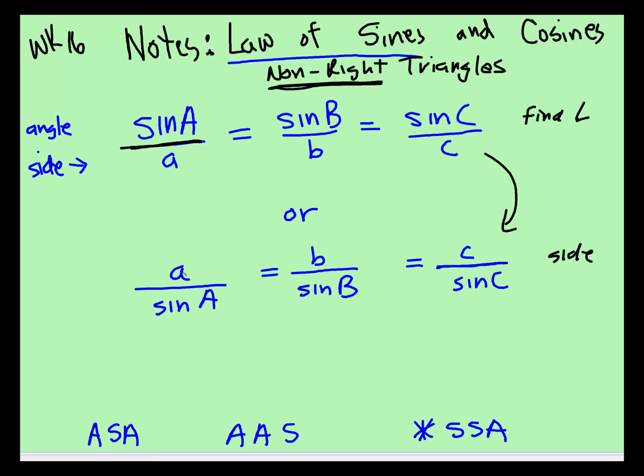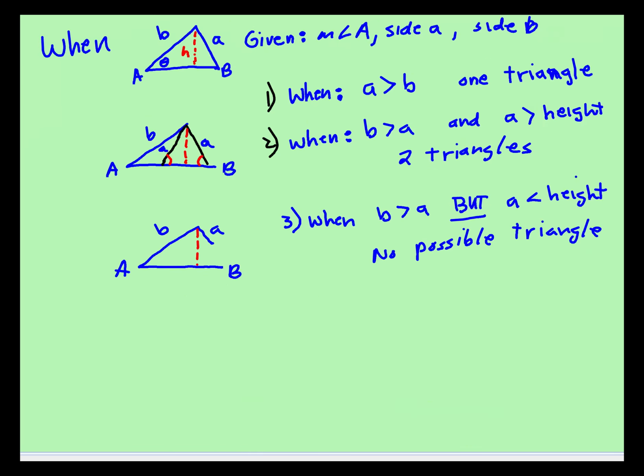So you just put side a over sine of angle A, and all of those ratios equal each other. But this is important. This works primarily when you have angle, side, angle, or angle, angle, side, and when you have side, side, angle, it will also work. But notice, if you spell that backwards, you have to be really, really careful with this one. I'll go ahead and explain why.